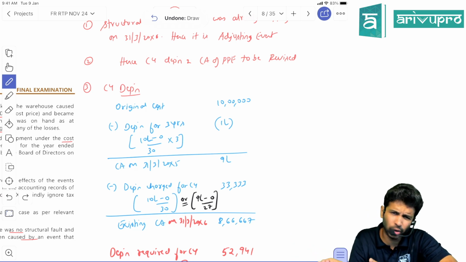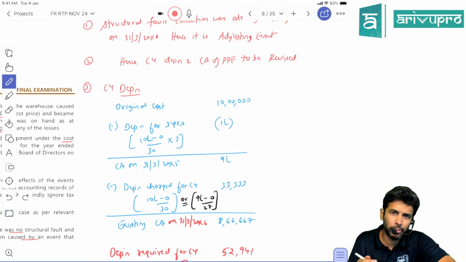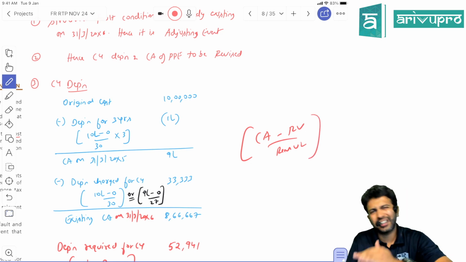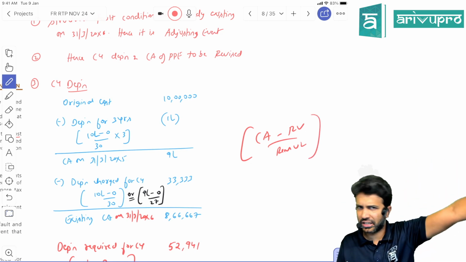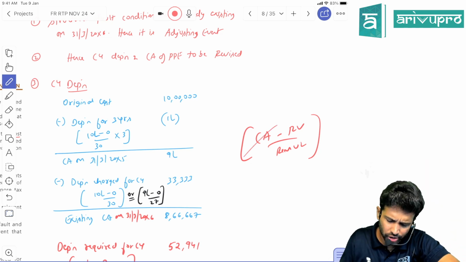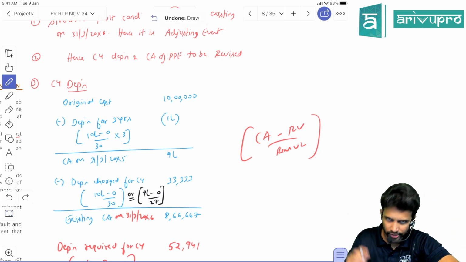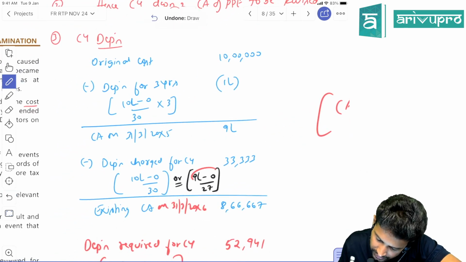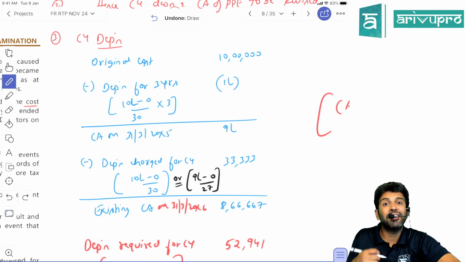Or you can rework it also. I've told you the straight line method formula is not original cost. It is actually carrying amount minus residual value divided by remaining useful life. But since the straight line method gives you the same depreciation every year, we don't do the calculation. Hence, instead of carrying amount, we say original cost. But actually, it is carrying amount. So if you want, you can recalculate. Carrying amount here is 9 lakh, residual value is 0, divided by remaining life.